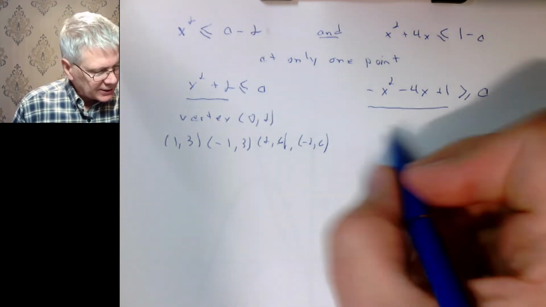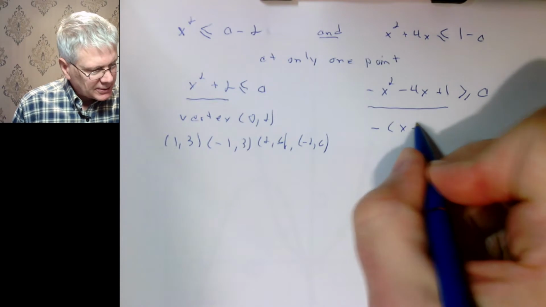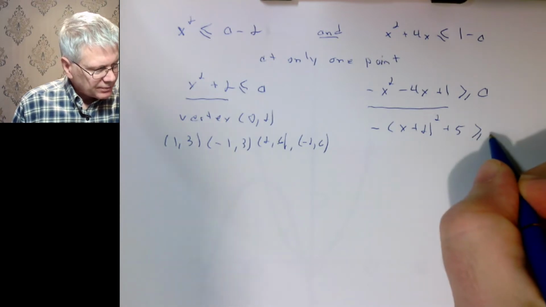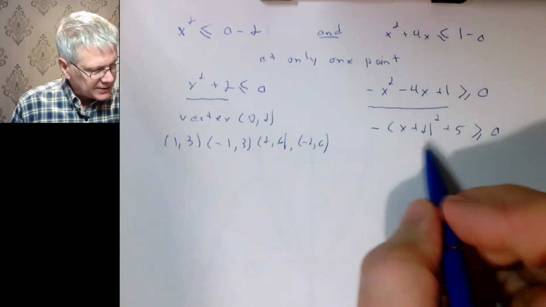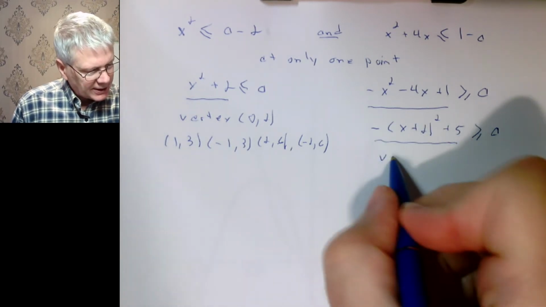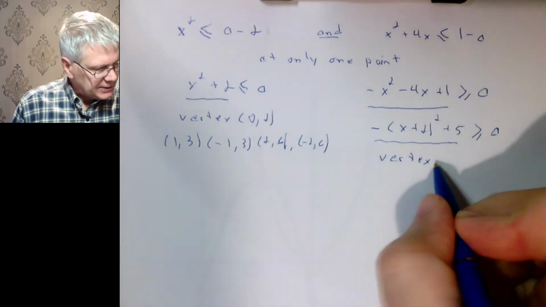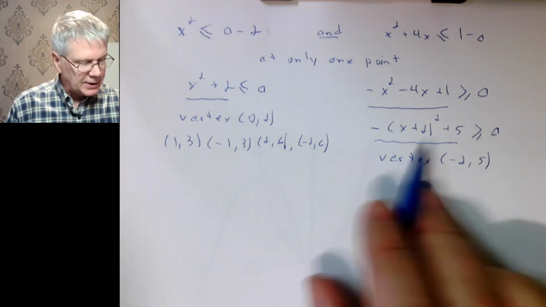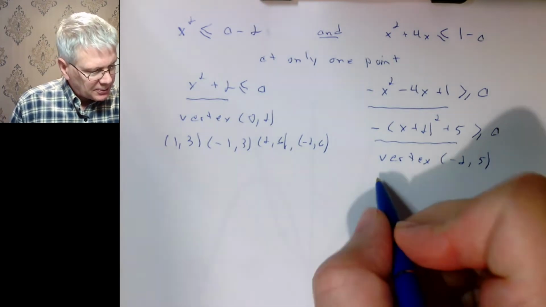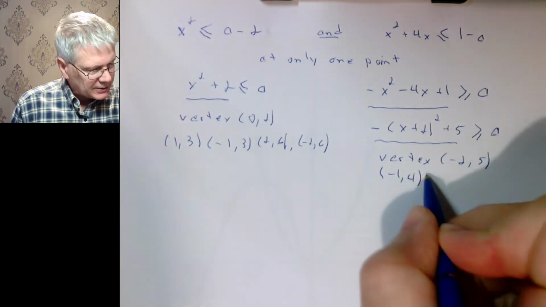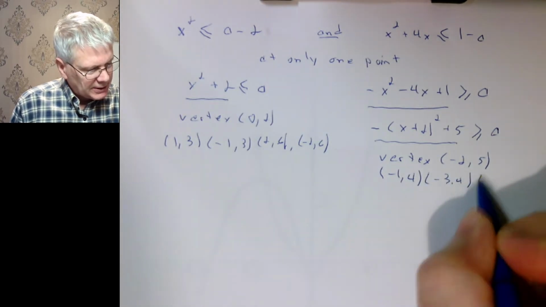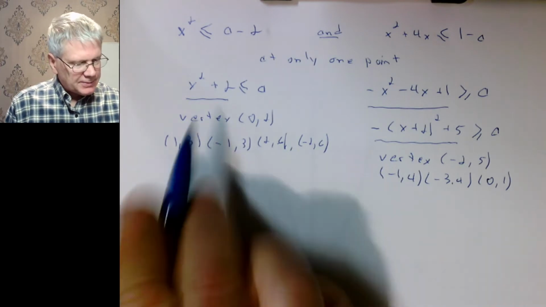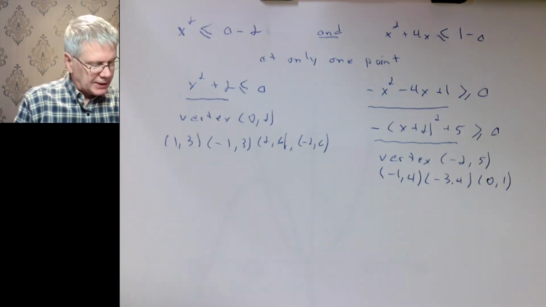I'm going to complete the square on this one, and I'm going to get minus x plus 2 squared plus 5 is greater than or equal to a. And this parabola is going to have a vertex at minus 2 and 5. I've shifted x by minus 2 and y by 5. A couple of points on here will be minus 1, 4, minus 3, 4. 0 gives me 1. That's obvious up here. So I'm just going to graph these and then see where they're greater than or less than a.